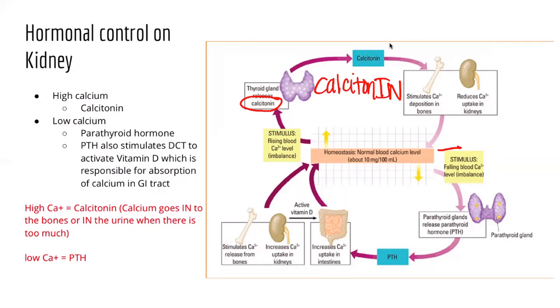Now, if you have too little calcium in your blood, your parathyroid glands are going to release parathyroid hormone, which is not only going to increase calcium uptake in your intestines, but it's also going to increase calcium uptake in your kidneys. And then, of course, your bones will start to be degraded to release calcium to maintain your blood calcium level back to homeostasis.